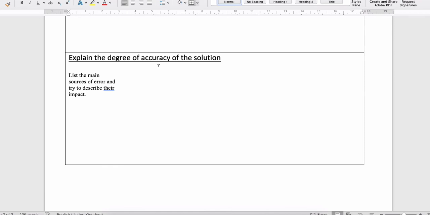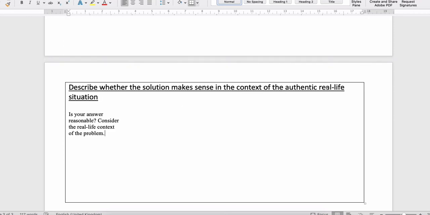So for the degree of accuracy comments, you have to think about all the measurements that you have done or dimensions of things that you are given. And you have to think of sources of error. Where could there be any error in the measurement? Meanwhile, for comments on real life situation, you have to think whether your answer is reasonable, consider things that might influence that, and so on.